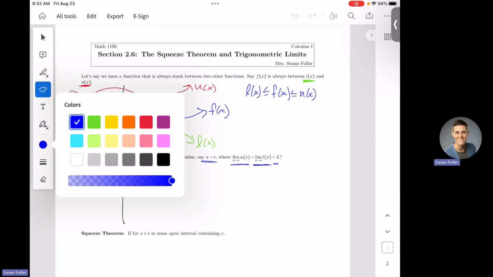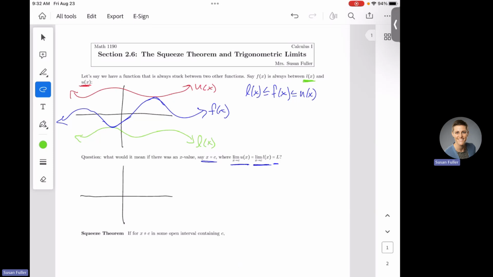Okay, so let's draw this a little bit. Actually, I'm going to start with the red one. All right, so we have our upper function. It's going to look something like this. There's our u of x, our upper function. And let's just say x equals c is right here. The limit as x approaches c of u of x equals L. So this y value here is L, right? That's the limit as x approaches c of u of x.